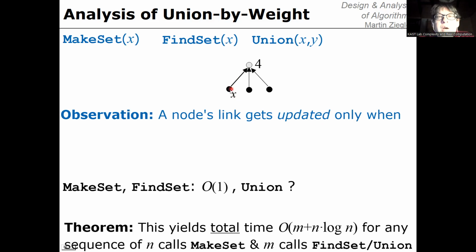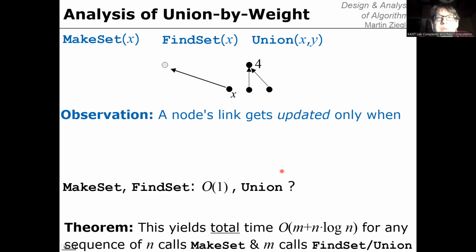when does a pointer from node X get updated from its previous handle, its previous root, to a new root? And that can happen only, right? So here you see that the pointer from X gets updated. That can happen only when it gets updated to the root of a set which has at least the same size as the previous set, right?